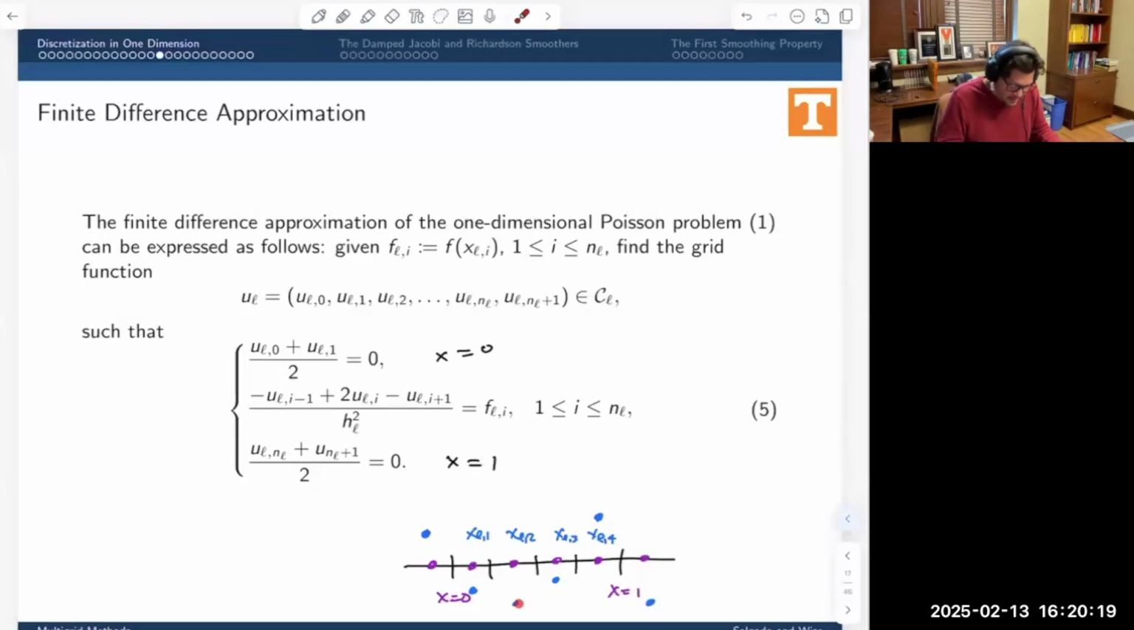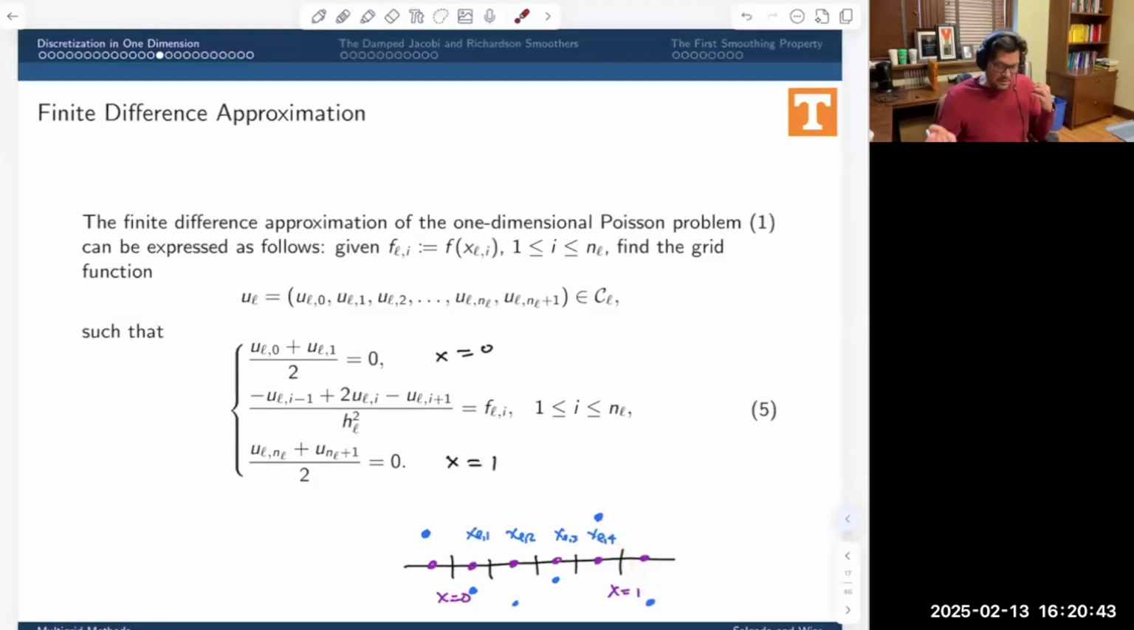And same here, I can apply now the stencil here, and that requires these 3 points. I can apply the stencil here, which requires these 3 points. And finally, I can apply the stencil here, which requires 1, 2, 3 points. And then, of course, I've already applied these 2 conditions to ensure that the average at x equals 0 and x equals 1 is exactly equal to 0.